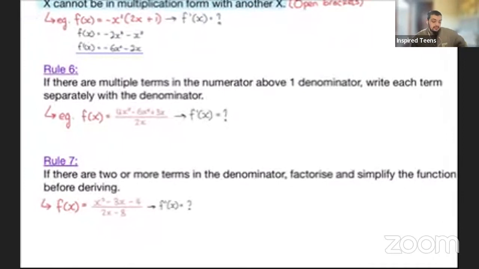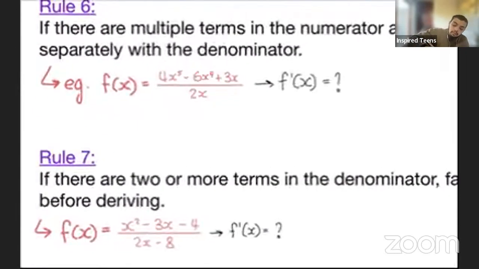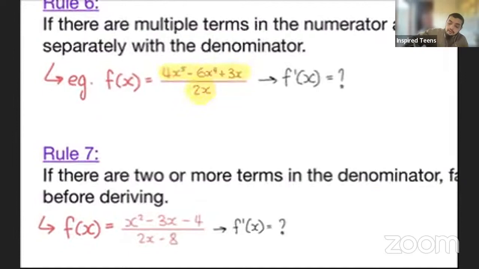Rule number 6 says, if there are multiple terms in the numerator above one denominator, write each term separately with the denominator. So we can separate each term with respect to the denominator. The example explains this: multiple terms in the numerator above one denominator, so we need to write it separately. Let's see how we do that.